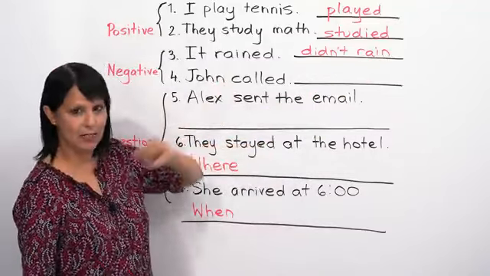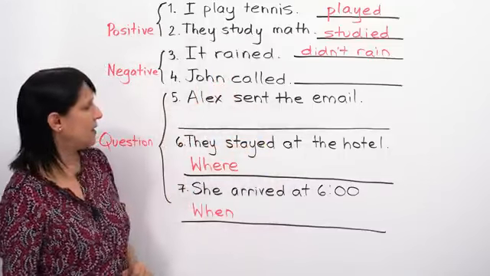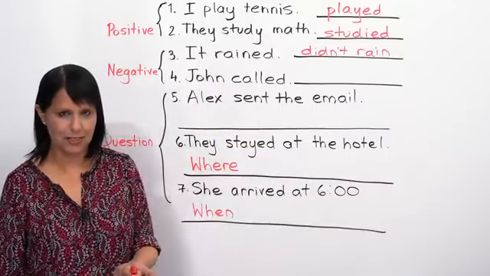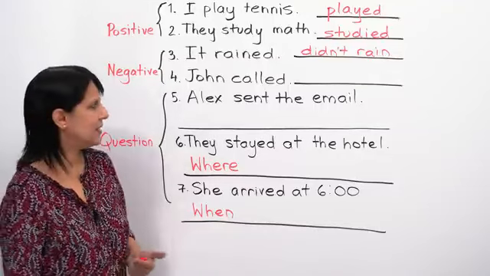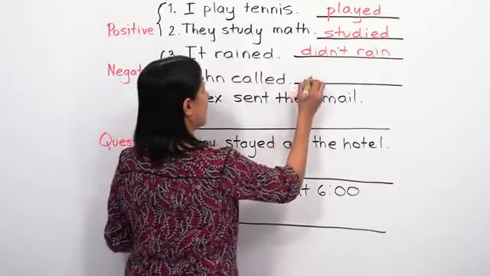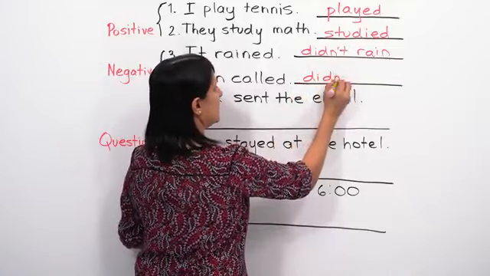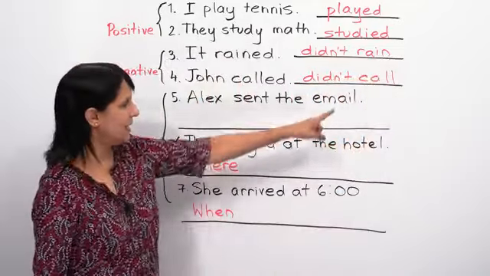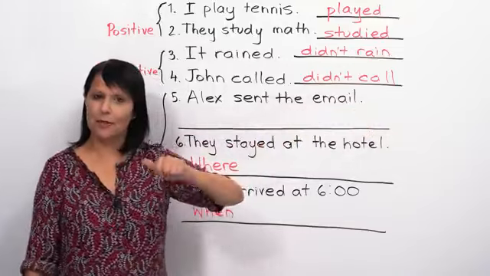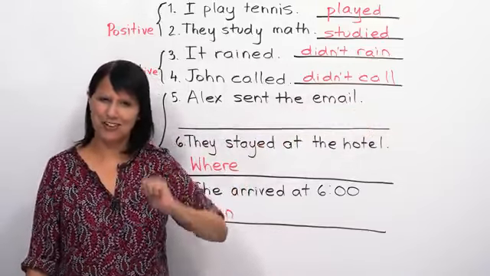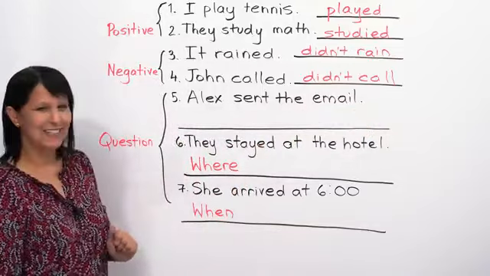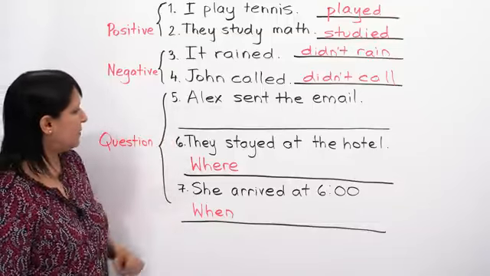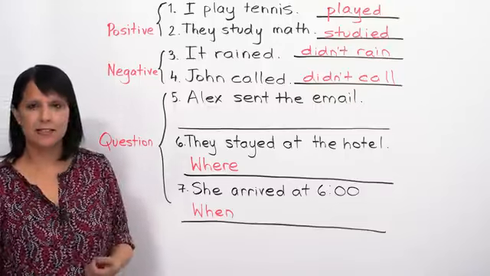It didn't rain. Number 4, John called. Make it negative. John didn't call. Again, we've come back to the base form of the verb. You've got it. Okay, next, let's do a few questions. All right? Number 5, Alex sent the email.